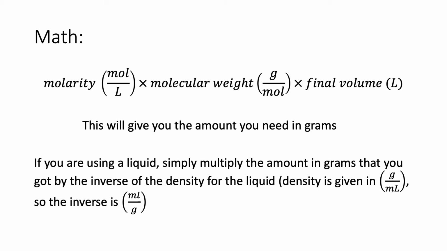Now, if you are using a liquid rather than a solid that you can weigh out, simply multiply the amount in grams that you got doing the initial calculation by the inverse of the density of the liquid. Density is generally given in grams per milliliter, so the inverse is milliliters per gram. To make your acetic acid solution, acetic acid is a liquid, so you will need to use its density to figure out how much acetic acid you're actually adding to make your 0.2 molar solution.